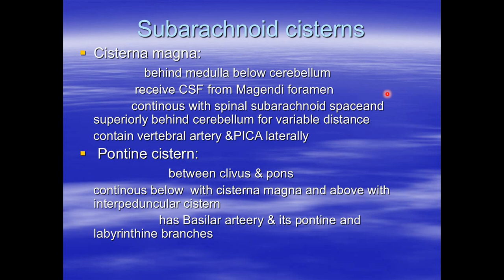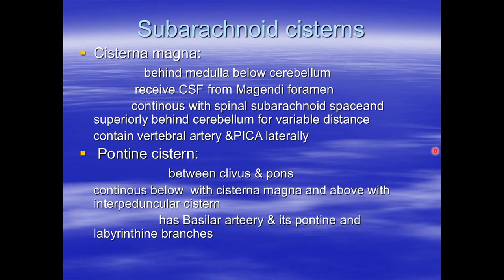These subarachnoid cisterns are important spaces that we should know about. They contain CSF. They are lakes of CSF. We will learn a little bit about each of them. We have the cisterna magna, which is located behind the medulla and below the cerebellum. It receives CSF from the foramen of Magendie, and from here the CSF will continue with the spinal subarachnoid space, and superiorly also goes behind the cerebellum for a variable distance. It contains the vertebral artery and the posterior inferior cerebellar artery laterally.